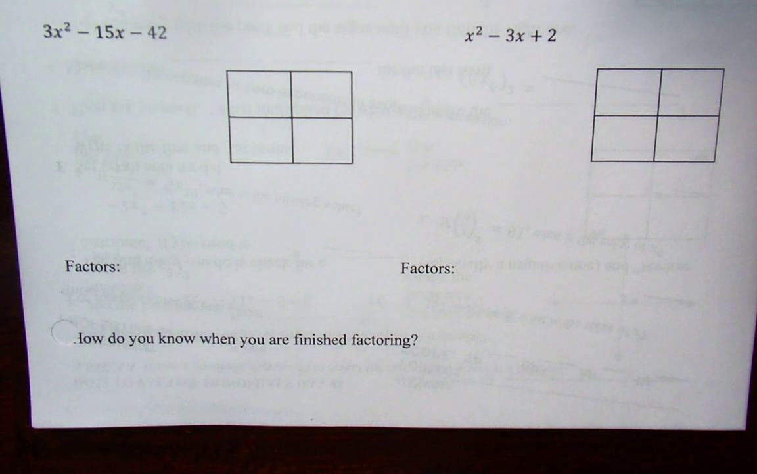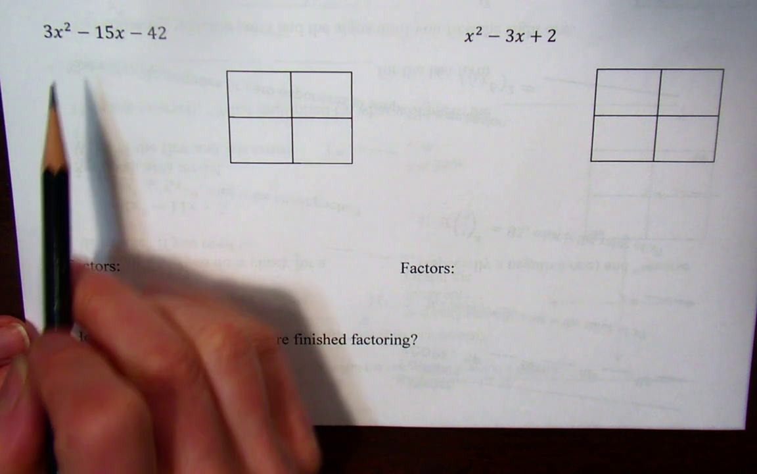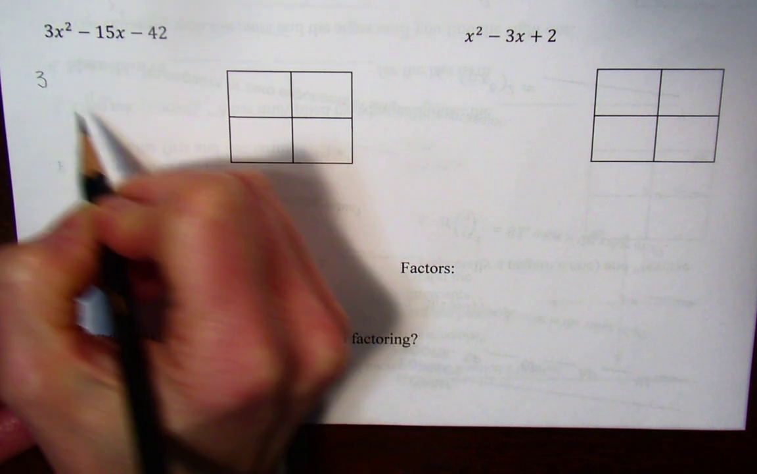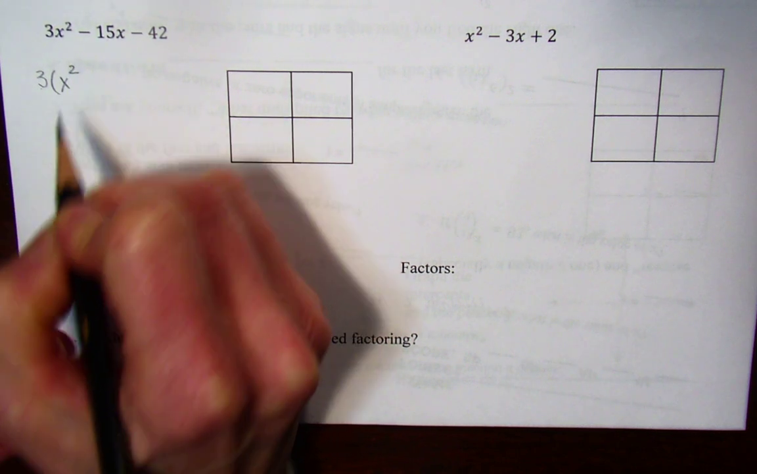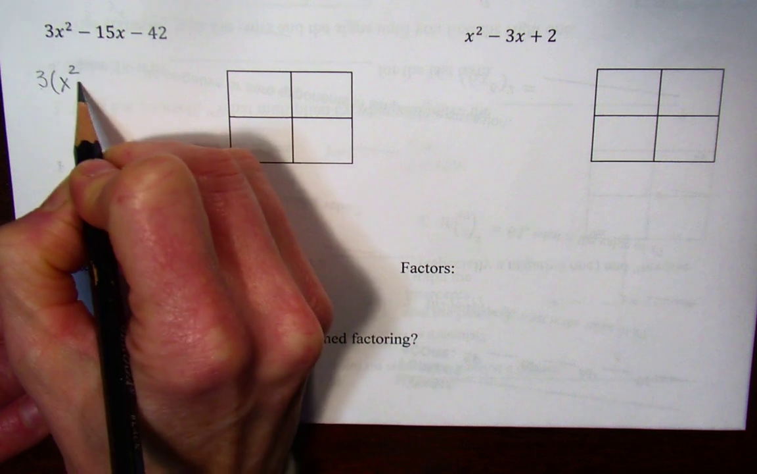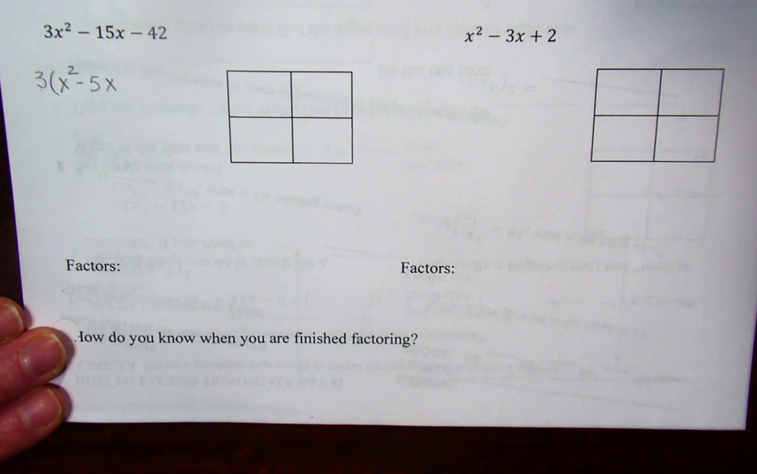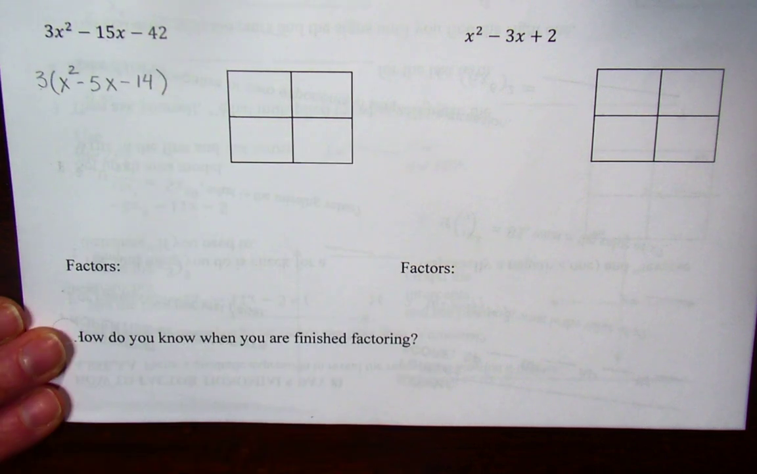So this is the second video in this lesson about factoring trinomials, day number 1. Following the steps from the example above, I asked myself, is there a GCF for each one of these terms? And in fact, there is. 3 is the GCF. 3 divided out of 3x squared is x squared. 3 divided out of negative 15x is negative 5x. And 3 divided out of negative 42 is negative 14.